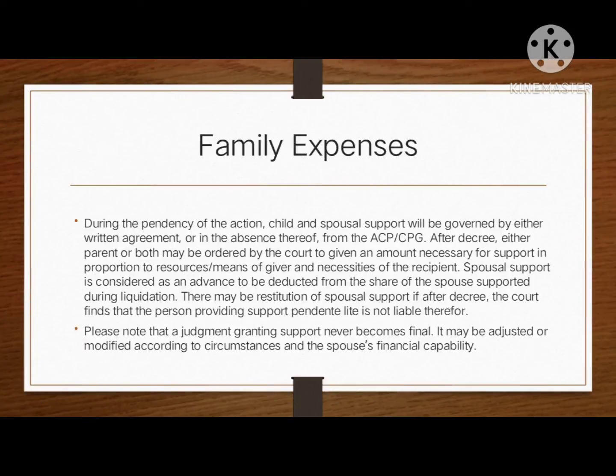During the pendency of the action, child and spousal support will be governed by either written agreement or in the absence thereof from the ACP or CPG. After decree, either parent or both may be ordered by the court or given an amount necessary for support in proportion to resources, means of giver, and necessities of the recipient. Spousal support is considered as an advance to be deducted from the share of the spouse supported during liquidation.